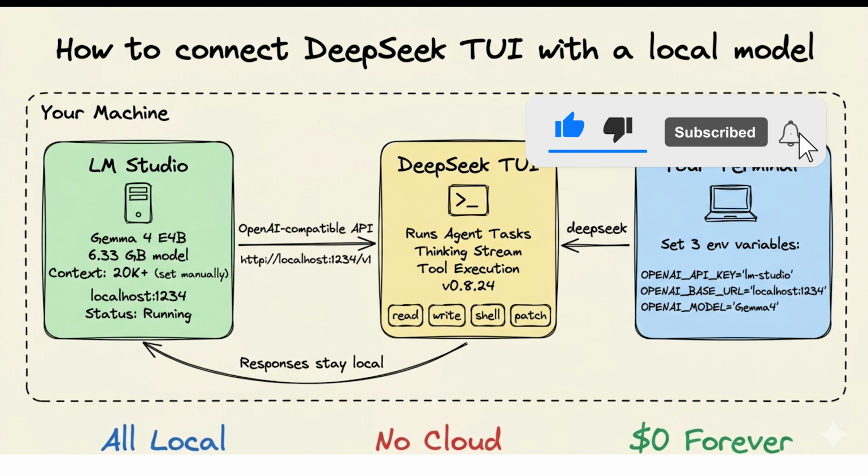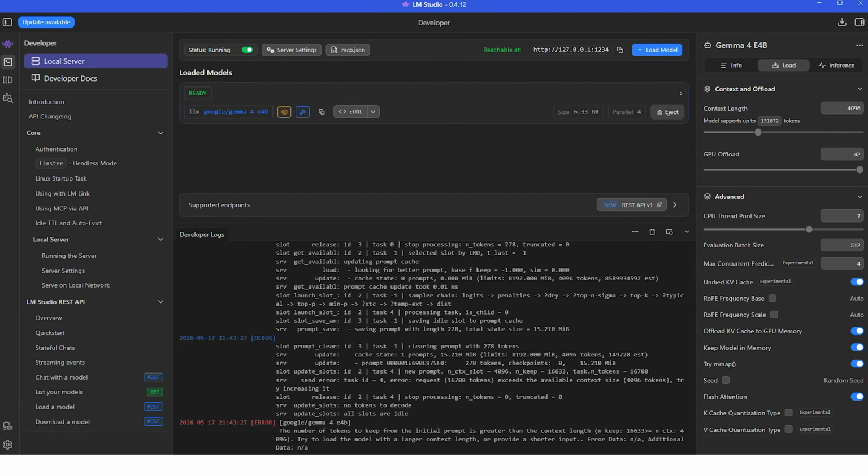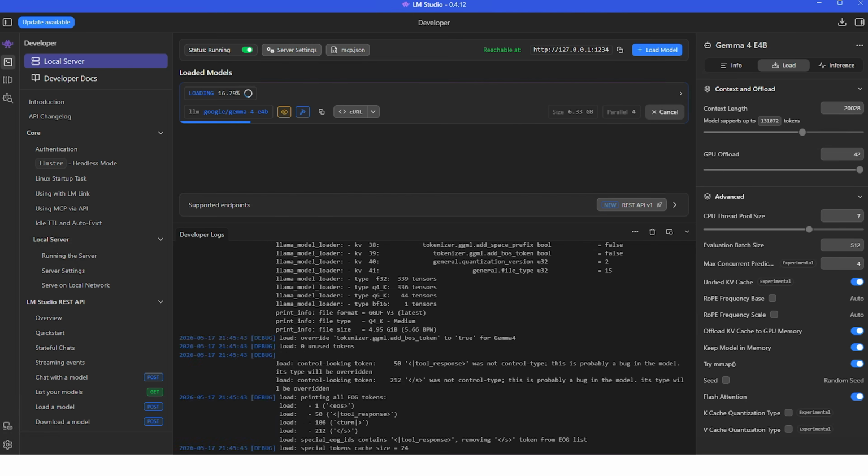That is not enough. When DeepSeek TUI runs in agent mode, it sends around 16,000 tokens just for the system prompt and the context. I have set it to 20,000. You can see right here in LM Studio under the context. You can go higher if the RAM allows it. Gemma 4 supports up to 130k tokens, but 20,000 is a good starting point for basic usage.